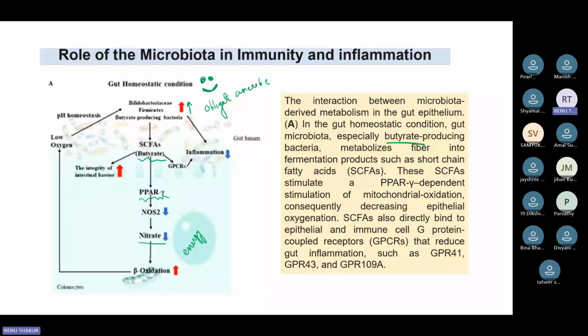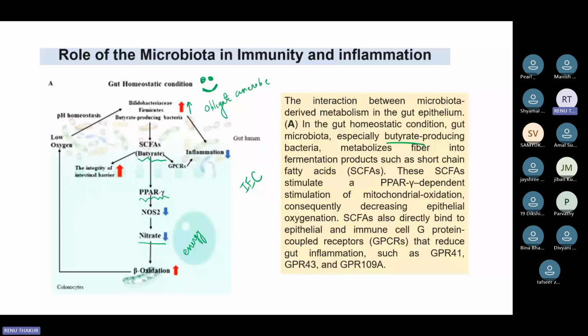So these are the cells of your gut. These are the IEC, intestinal epithelial cells. Everything is going on inside the intestinal epithelial cell. So if your gut is having a good homeostatic condition, obligate anaerobe concentration will be increased, specifically Bifidobacteria and Firmicutes. So they will produce butyrate, and then this butyrate will increase the concentration of PPAR gamma, and it will increase the mitochondrial oxidation, and it will decrease the epithelial oxygenation.